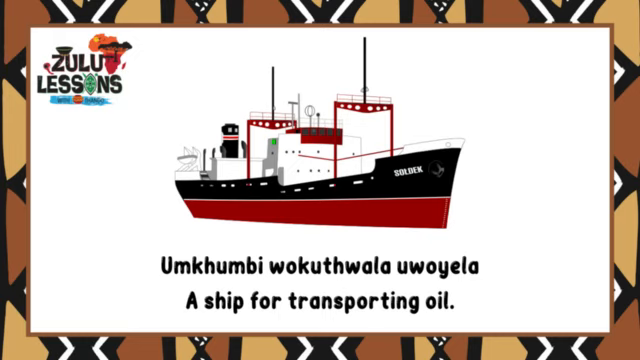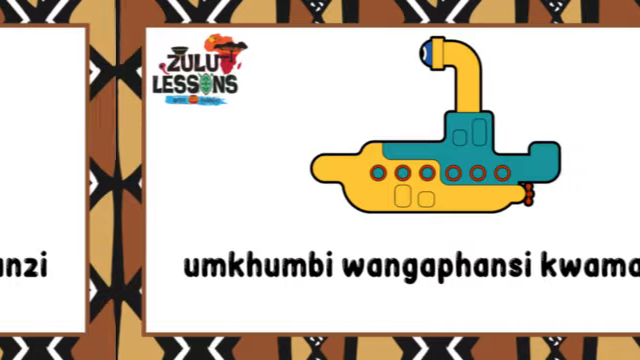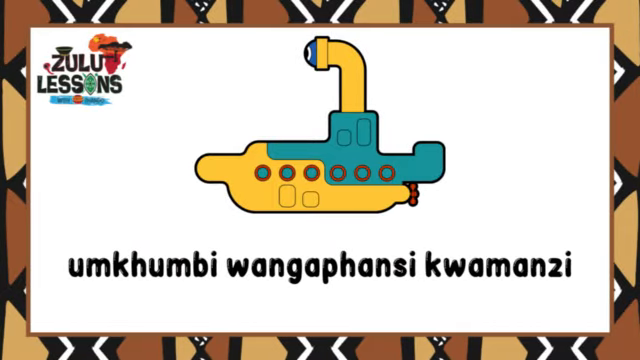So an oil tanker? Yeah, I think that's what it's called. Now, what about a submarine? A submarine is called umkhumbi wangaphansi kwamanzi. That's really saying a ship that travels under the water. Some people do say umkhome, which is the same name for a whale. But I just say umkhumbi wangaphansi kwamanzi. It makes total sense. Because if you say to me you went to the Atlantic Ocean and saw umkhome, I'm thinking you saw a whale, but maybe you actually meant a submarine. So I just prefer to say umkhumbi wangaphansi kwamanzi.